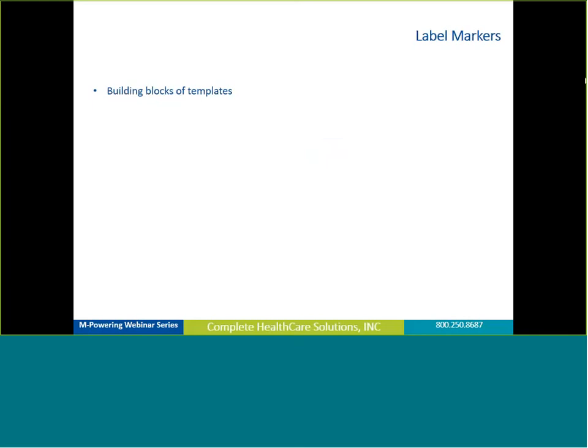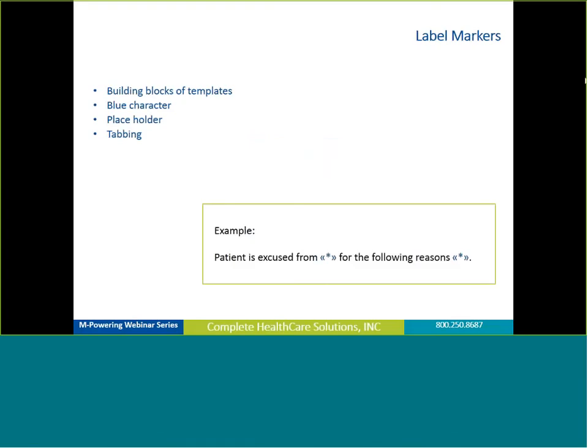Label markers are the building blocks of templates. They are used in creating more than 50% of all the template elements. It is a blue character that you'll see inside of the guides. It is also a placeholder for information to be free texted next to it. Or you can press your tab key on the keyboard to advance through the note without having to click with your mouse. This is an example of a sentence of what it would look like in a note when using label markers.